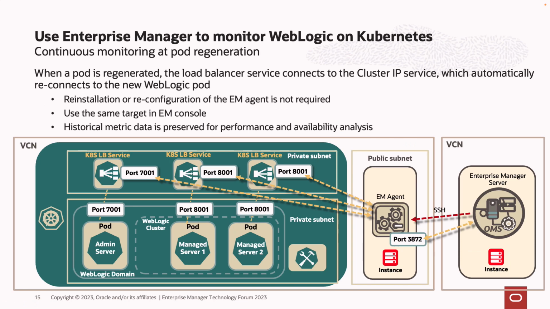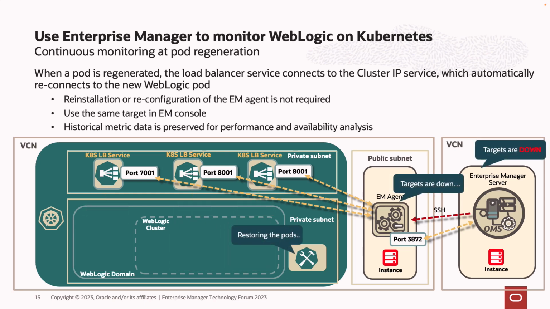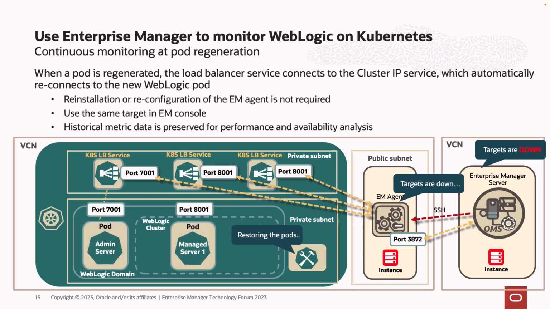Then what would happen when the pods or the worker nodes are restarted or regenerated? In this model, monitoring continues because the EM agent does not reside in the pods. During the time when the pods are restarting, EM agent sees the targets are down. The target status is down in the Enterprise Manager console. When the pods are restored, the load balancers automatically reconnect to the new WebLogic server pod. The target status in the Enterprise Manager is back to up again.